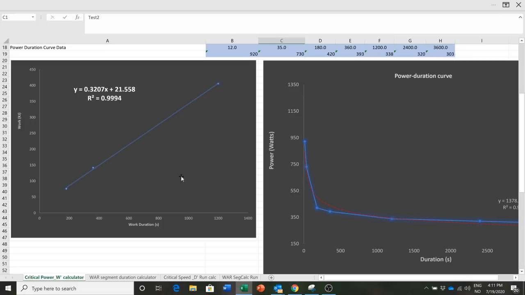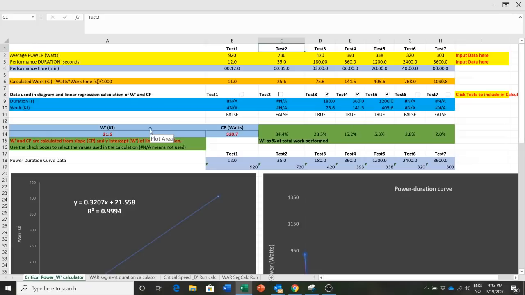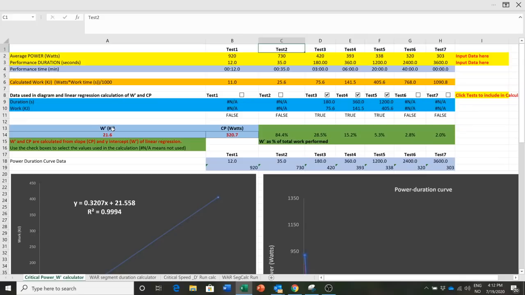It has also been shown that you can convert the power duration curve into a linearization using work performed and work duration, and you can make some estimates of critical power and this y-intercept, which is now defined as W prime. Many years ago, it was defined as the anaerobic work capacity, but now we feel comfortable saying, well, that's not quite true. It's not just anaerobic, but it's the work above this critical power value.